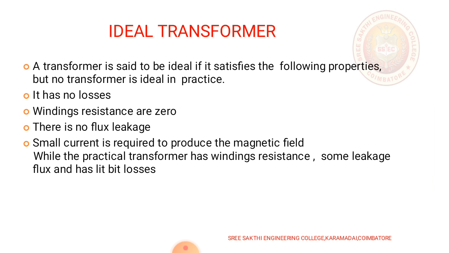Ideal transformer. An ideal transformer has no loss, winding resistance is zero, and there is no flux leakage. Some current is required to produce the magnetic field, but this type of transformer is not possible in practice. While the practical transformer has winding resistance, some leakage flux, and has a little bit of losses.